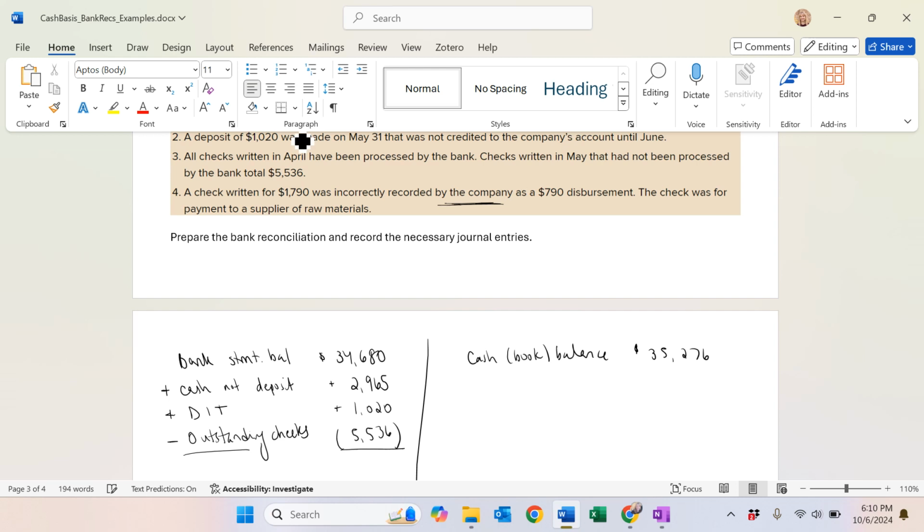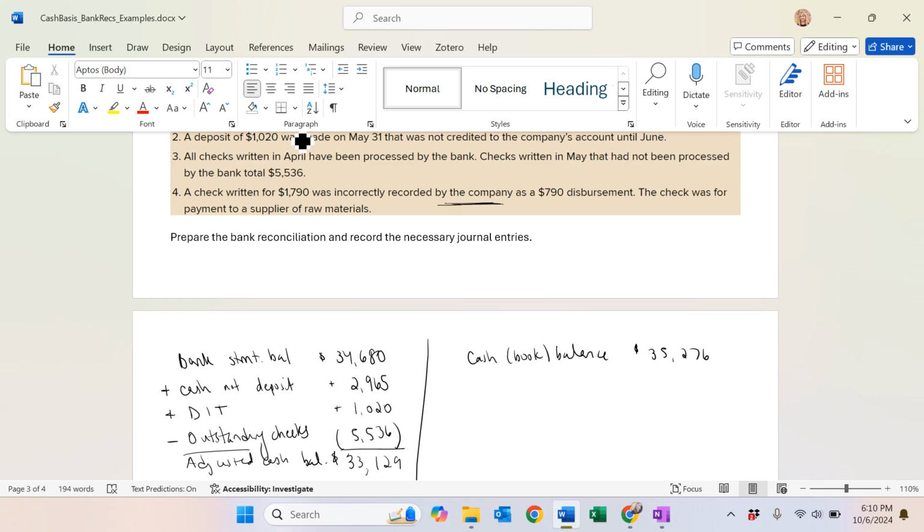So when I total these up, we get the adjusted cash balance, or the true cash balance, of $33,129. I better come to that same number when I finish adjusting the cash balance side.